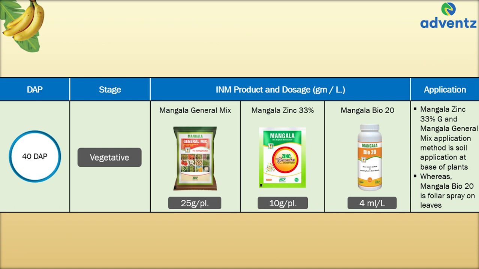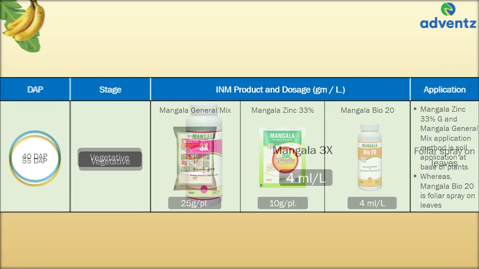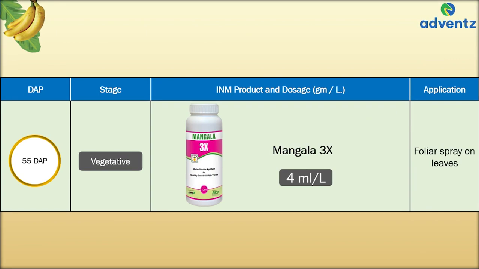To promote rapid vegetative growth, foliar spray of Mangala 3X is recommended. It needs to be applied at 55 days after planting in the vegetative state at the rate of 4 milliliter per liter as a foliar spray on leaves. Mangala 3X contains more nitrogen and other essential elements that boost up the growth of plants.